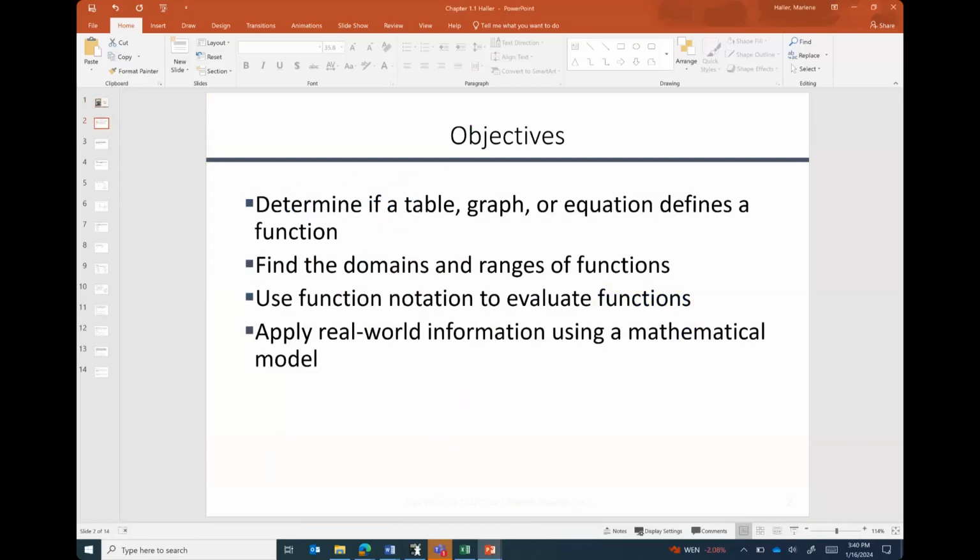First is to determine if a table, graph, or equation defines a function. Secondly, to find the domain and range of functions. Third, to use function notation to evaluate a function. And then lastly, applying real-world information using a mathematical model.